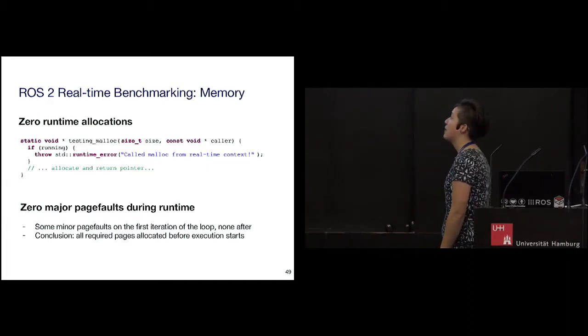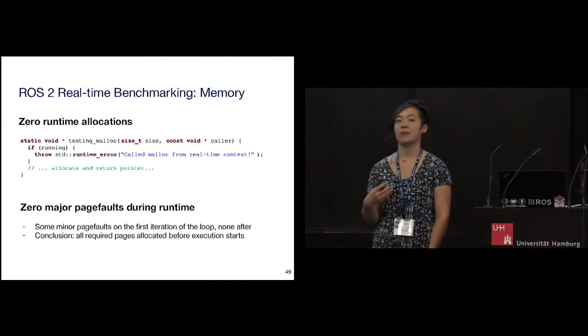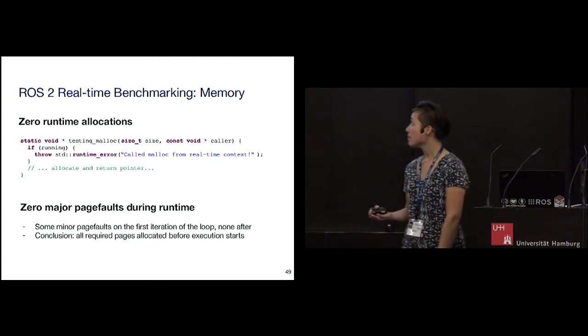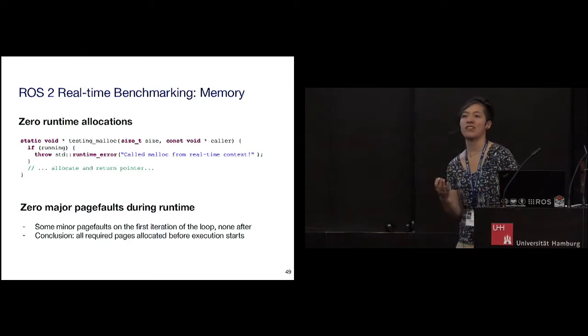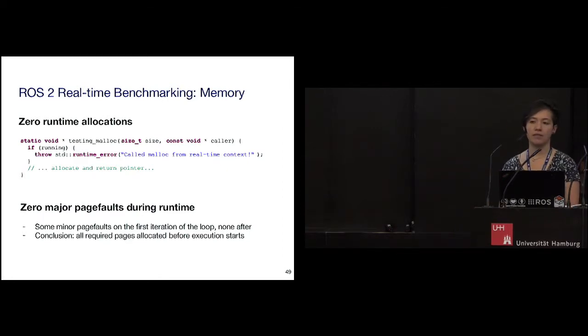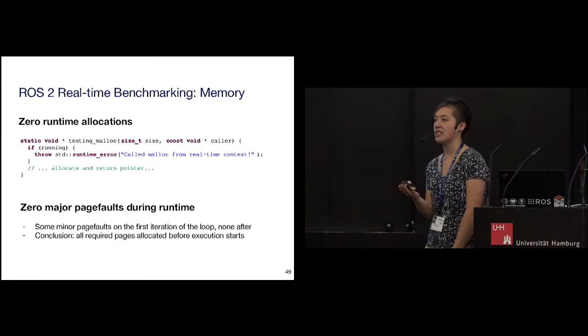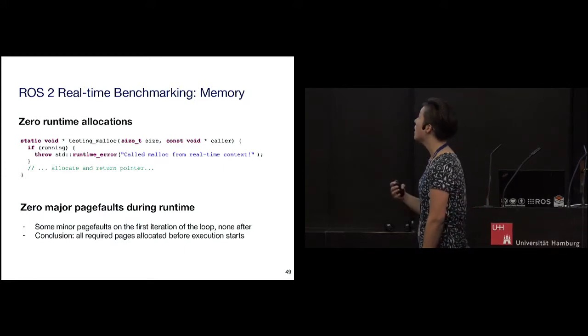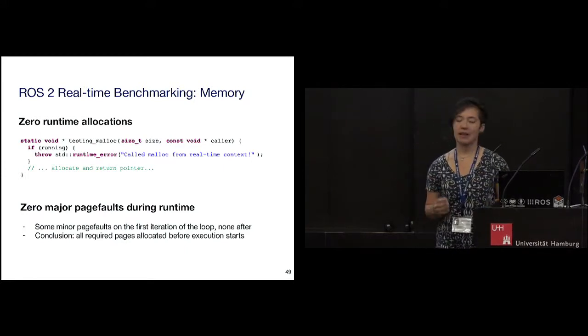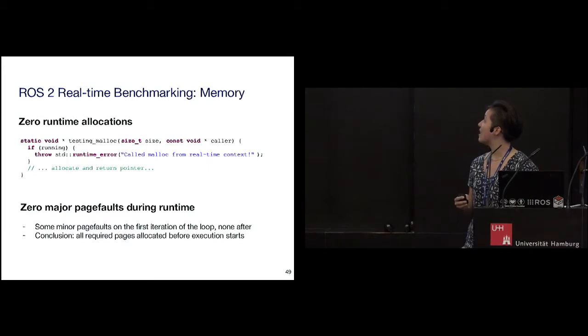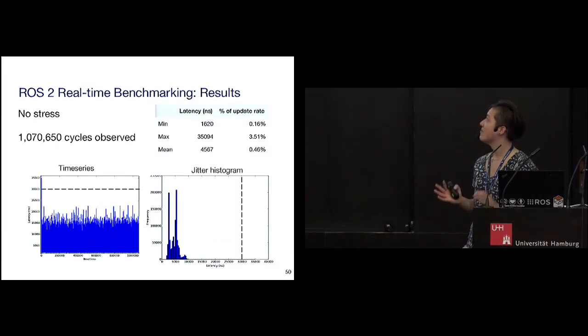We also see 0 major page faults, because I collect the page faults on every iteration of the loop. And there are some minor page faults. Minor page faults are when the address in RAM isn't yet mapped into the memory management unit. But as you'll see in the next slide, the penalty incurred by that is OK.